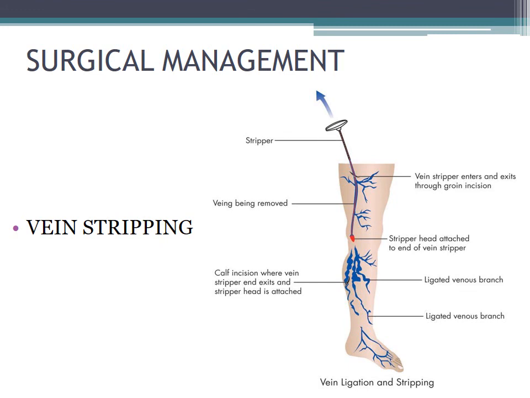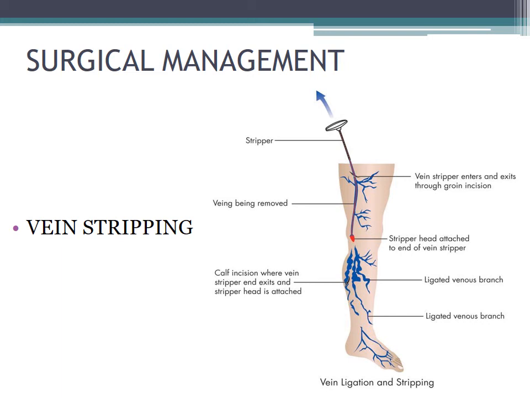Now, as I mentioned to you, vein stripping. Vein stripping or vein ligation, as I told you, involves cutting off the head and end of that vein with a stripper. That is how we remove the excess curl. You can see the stripper, how it is done externally, and the vein is being removed.